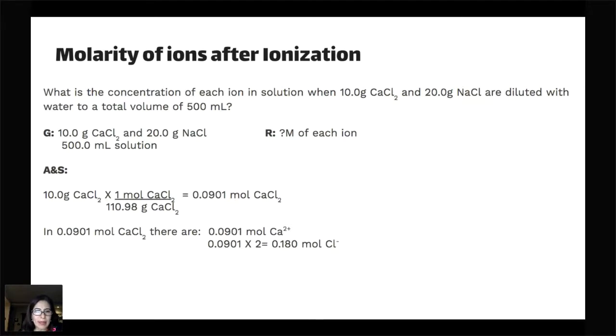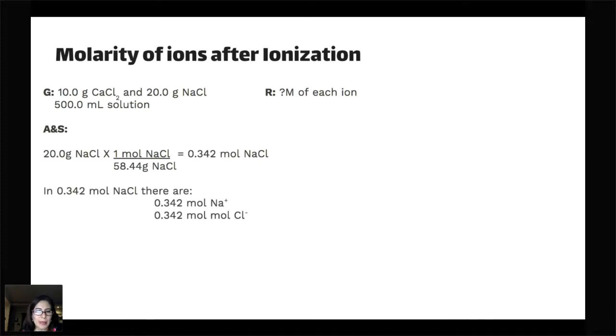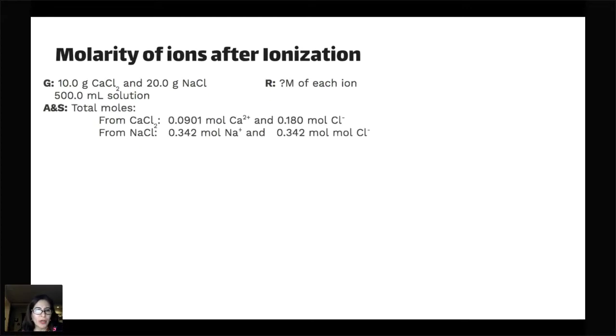Now we need to do the same thing for sodium chloride. So now we start with the 20 grams of sodium chloride. Again, molar mass to get to moles. And now, since the ratio is 1 to 1, we will get that amount of ions, 0.342 ions of each for sodium chloride. So we are going to have from calcium chloride these amounts of calcium and chlorides, and sodium and chlorides from sodium chloride. Now that we have all the moles, we need to add the ones of chloride, since this ion is identical in each, so we add that up.